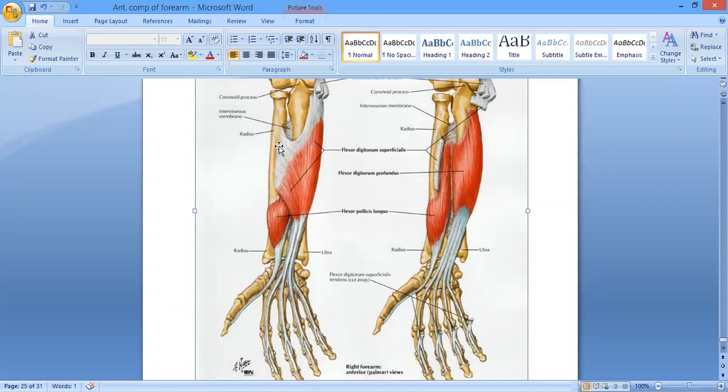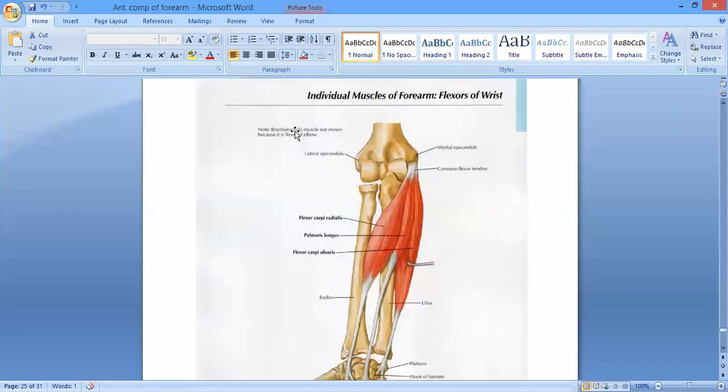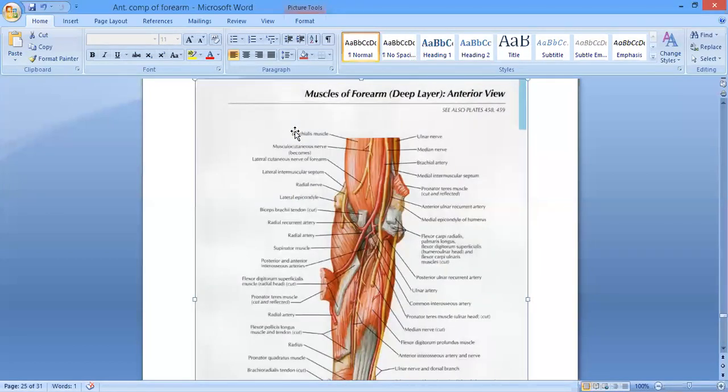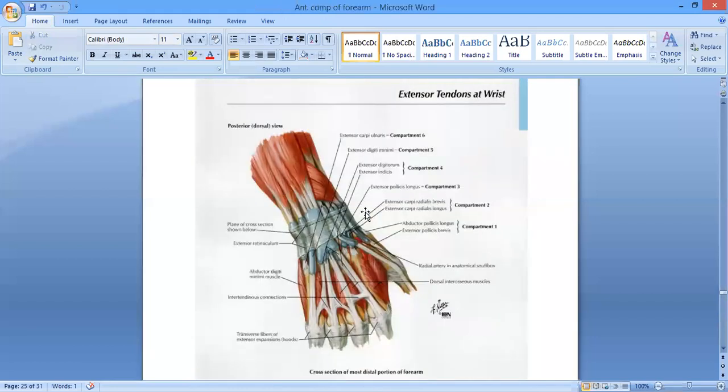So these two heads join each other and make a fibrous arch. You see? This is the humeral head coming down, and this is the radial head, and they make this fibrous arch. Behind this fibrous arch, the ulnar nerve and artery enter the deeper part of the forearm. Okay? Let me show you this. Here you can see. Sorry.